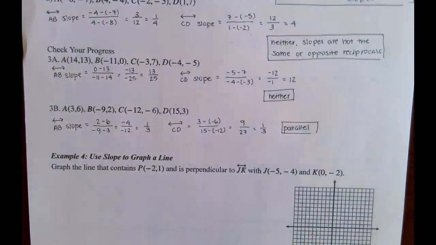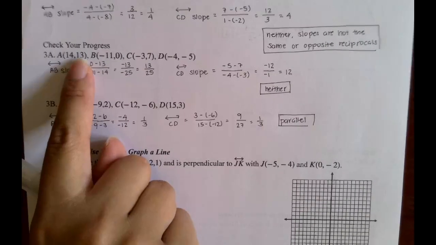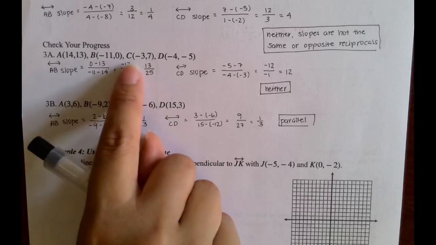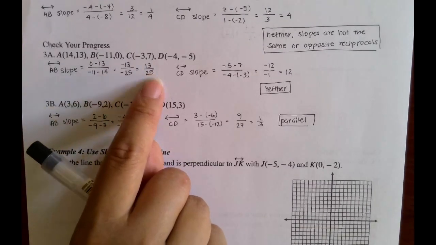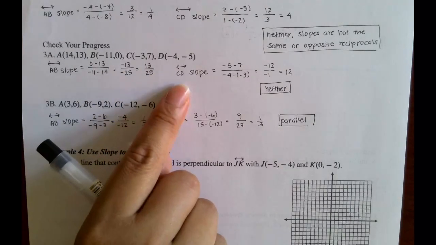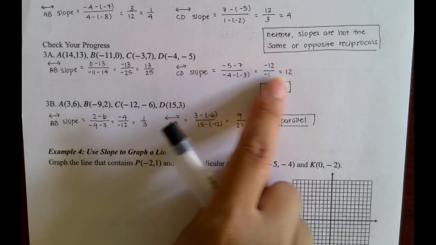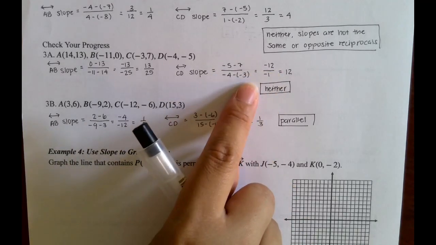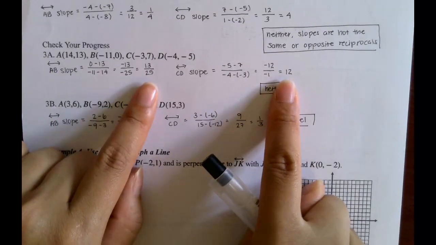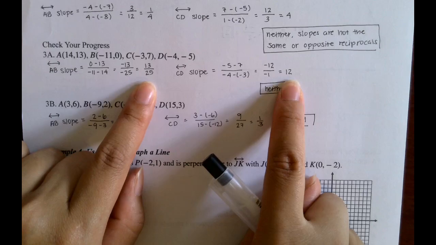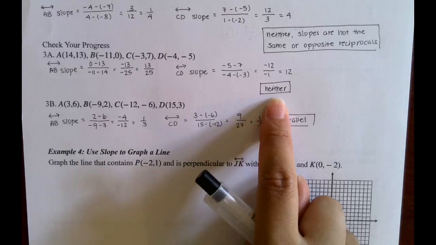If you got that right, you can move on to example 4. If not, here's your explanation. So AB slope, 0 minus 13, negative 11 minus 14 gives me negative 13 over negative 25. Simplifies to 13 over 25. So that's AB's slope. CD here, negative 5 minus 7, negative 4 minus negative 3. Negative 5 minus 7 is negative 12. Negative 4 minus negative 3 is negative 1. Simplifies to 12. These are not the same, so not parallel. They're not opposite reciprocals. So they're not perpendicular, so that means they are neither.